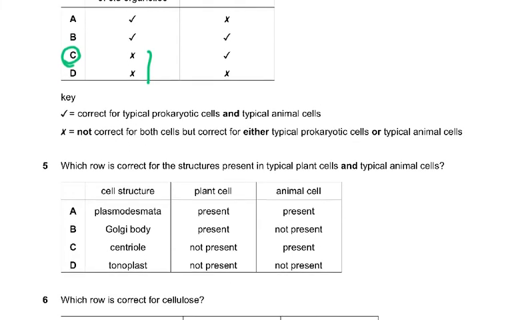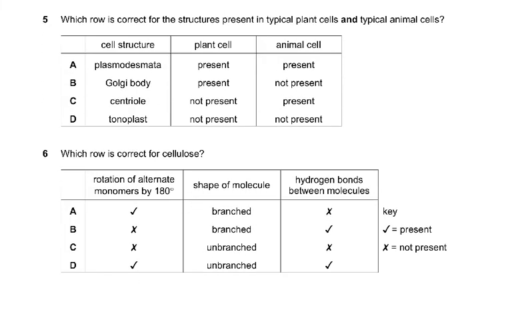Then coming to question number 5, which row is correct for the structures present in typical plant cells and typical animal cells? The answer is C. In a typical plant cell it's not present and in an animal cell it's present. Which row is correct? Golgi are present in both. Plasmodesmata is only present in plant cells. Tonoplast is only present in plant cells.